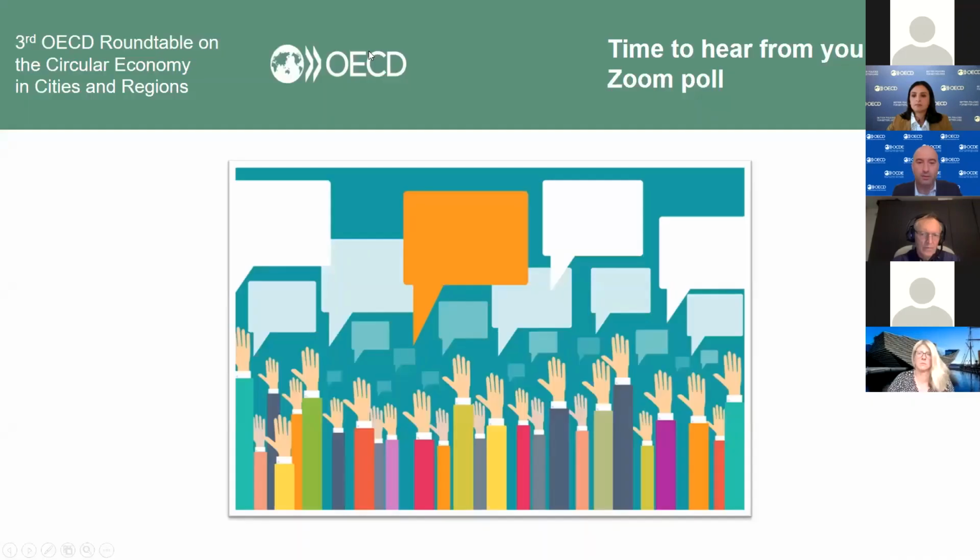You have two possible responses allowed. The first one is environmental indicators, economic indicators, societal indicators, governance indicators, infrastructure related indicators, and material flow indicators. We have now 20% of the participants voted. You see, for the moment, material flows indicator seems to be the main data gap, followed by societal indicators.